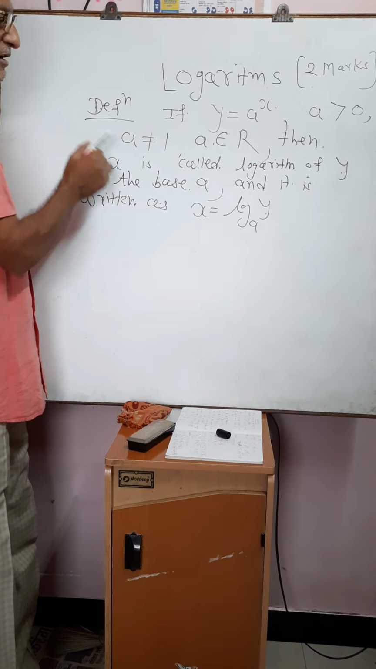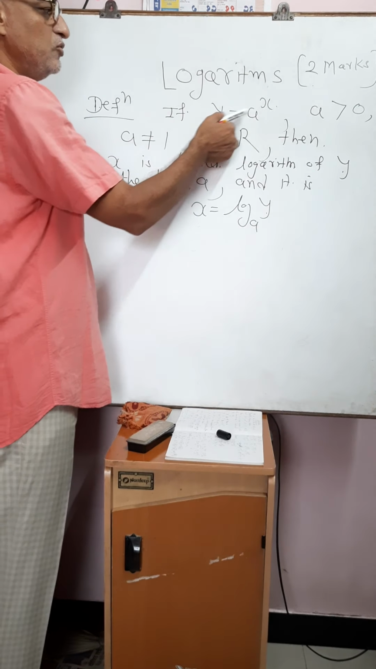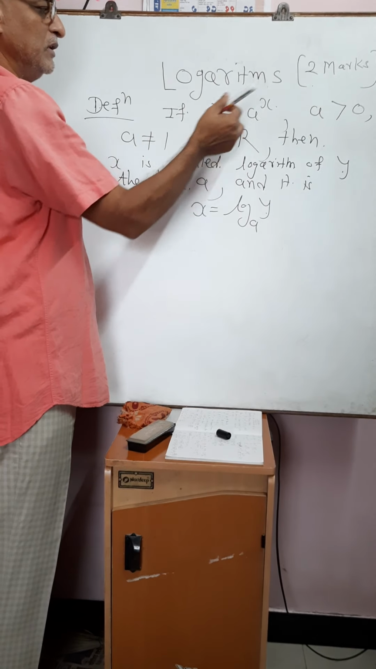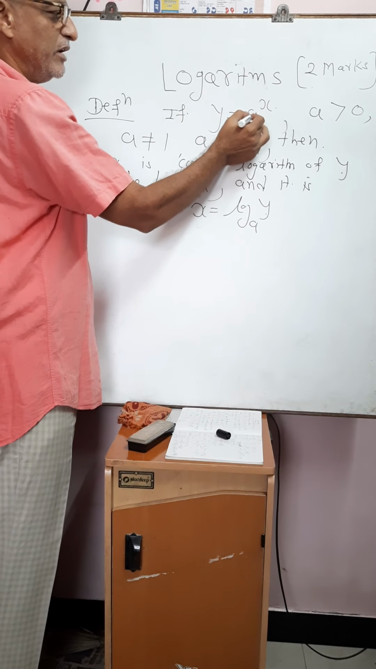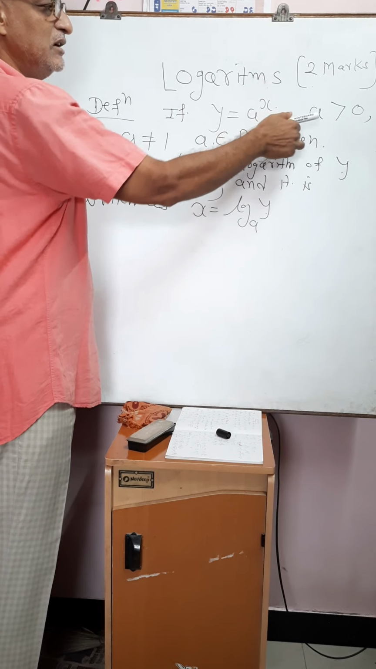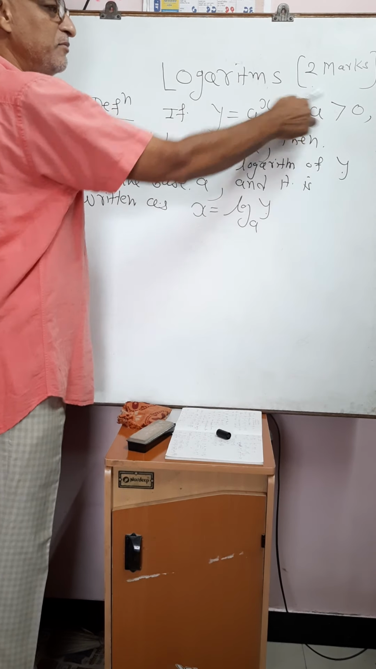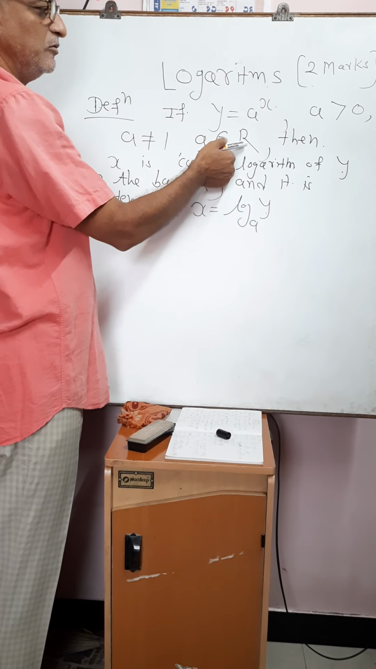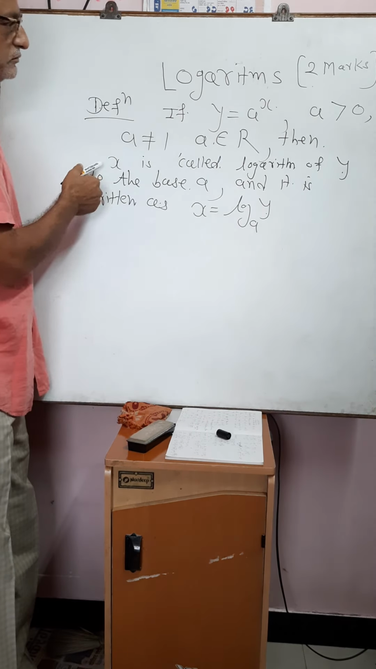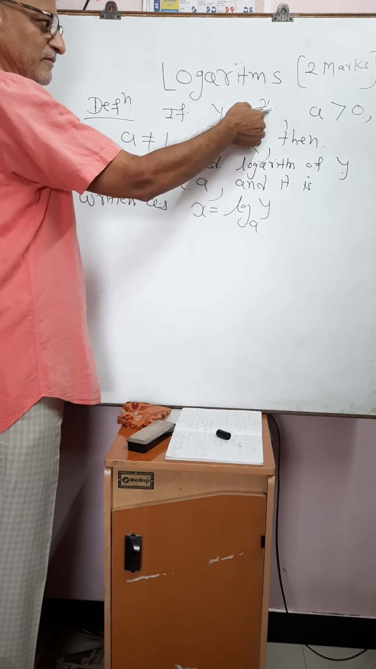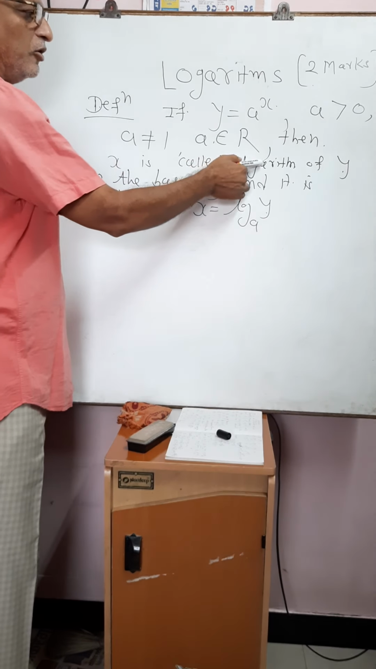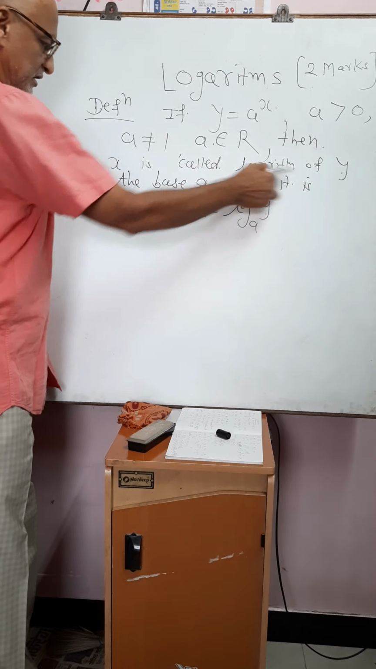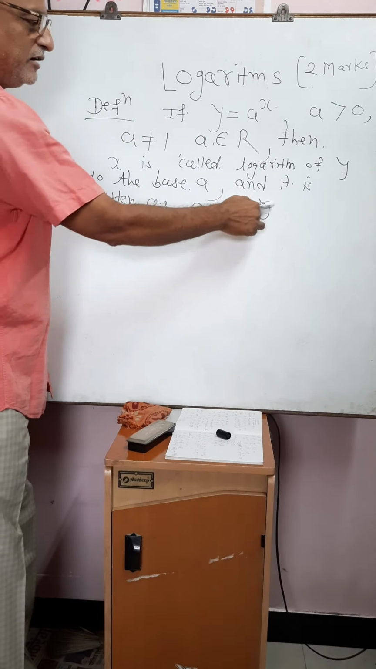See here, I repeat again, the complete definition. If y is equals to a raised to x, this is the index form or exponential form, where a is base and x is the index. The condition on a is that a is greater than 0, a is not equals to 1, and a belongs to the set of real numbers. Then this index x is called the logarithm of y to the base a, and it is written as x equals to log y to the base a.